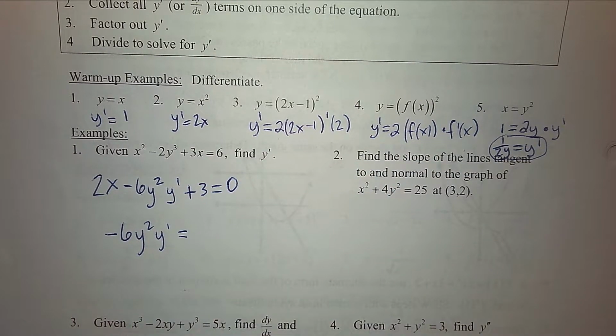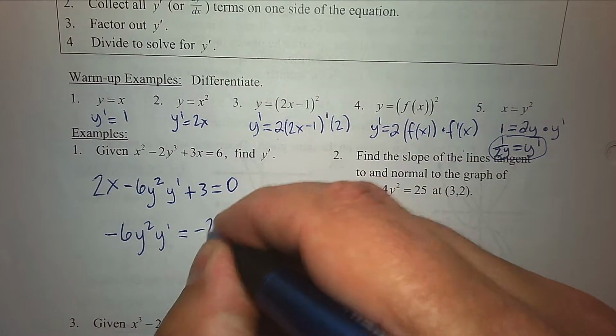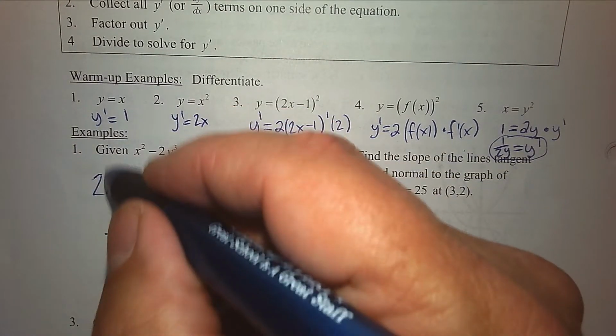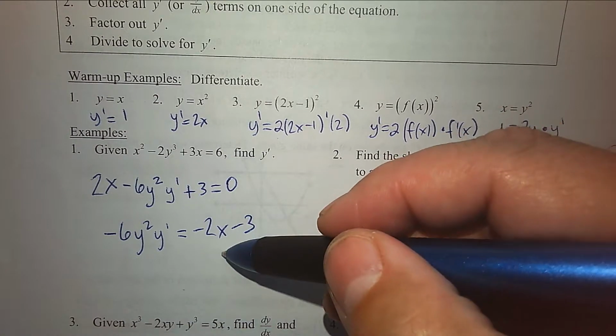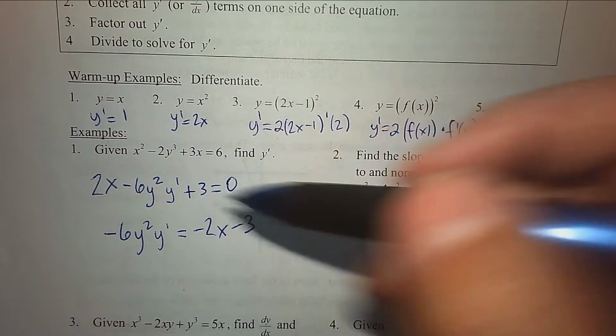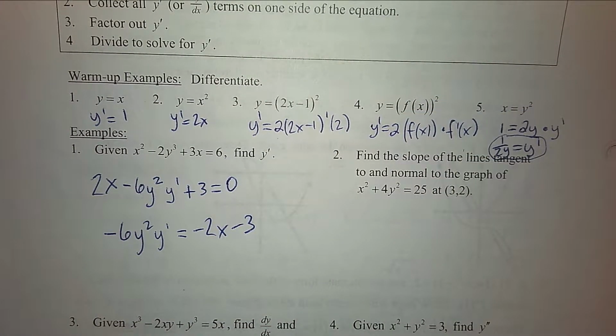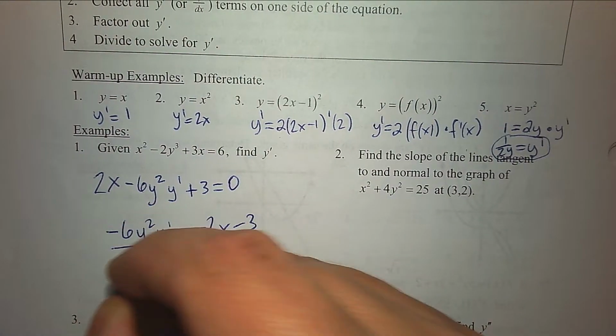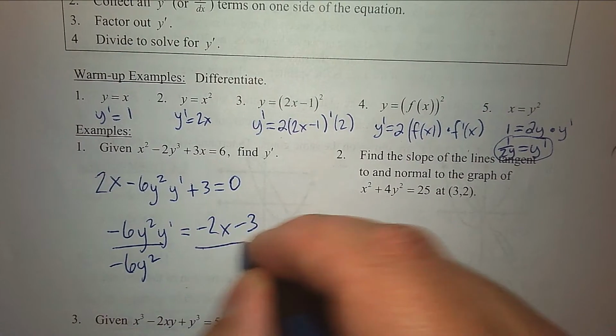And then how do I transition this? So we're going to subtract 2x and what else? And subtract. So the inverse of adding 2x, we're going to subtract 2x. The inverse of adding 3, we're going to subtract 3. How do I get y prime by itself? Divide by what? That's it.